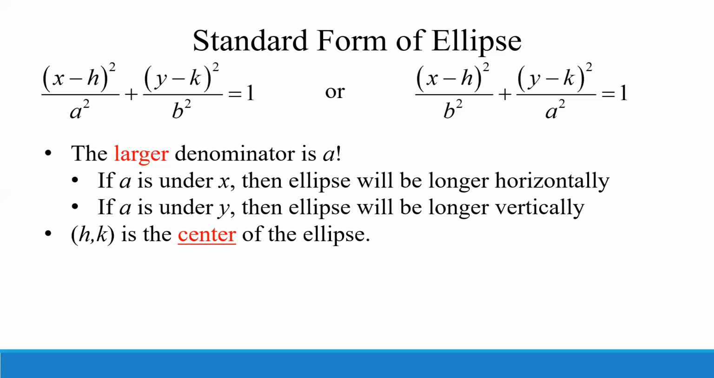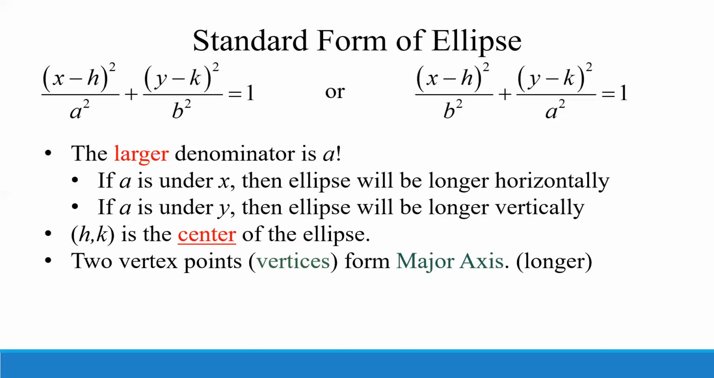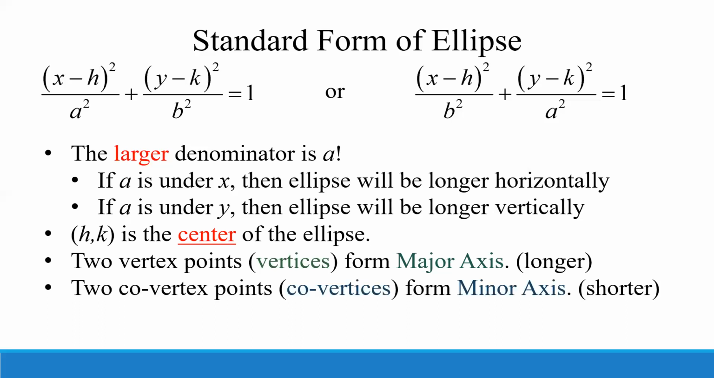Okay, the h, k is the center. You have to remember, we are going to change the signs of both of those terms here. So we'll take care of that too. Other attributes: we're going to find two vertex points. Those are going to form what we call the major axis. It's also the longer axis. And then we're also going to find two co-vertex points, called co-vertices, plural. And those are going to form the minor axis, or the shorter axis.